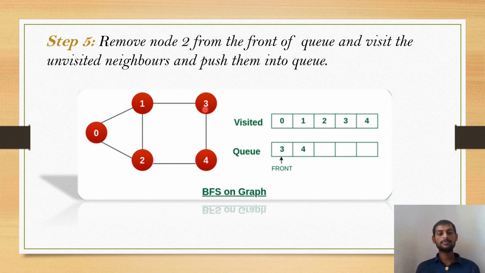So at 3, we have two nodes connected: 1 and 4. Here 1 is already traversed, and 4 is not traversed. So in the queue we push the value 4, and it is displayed in the visited array. So we get 4 finally as a visited one and popped from the queue.